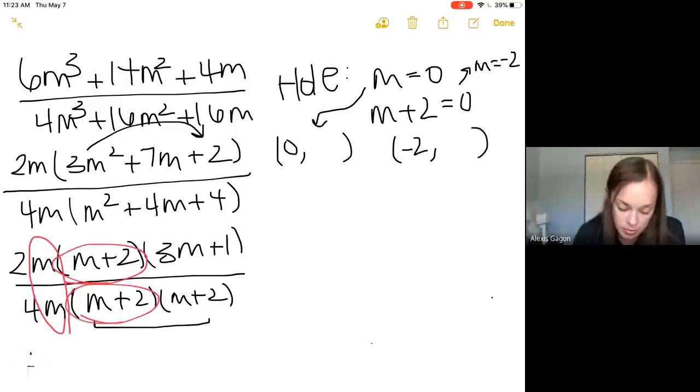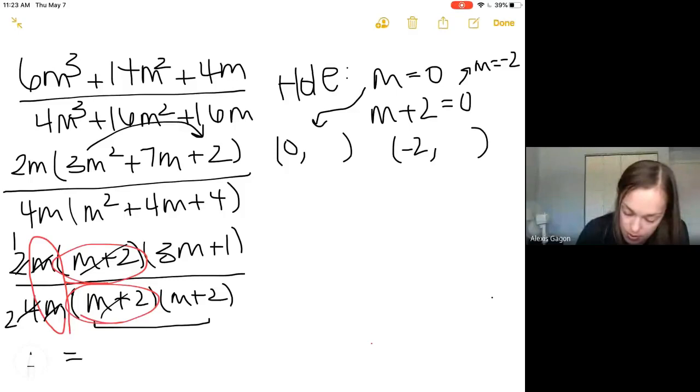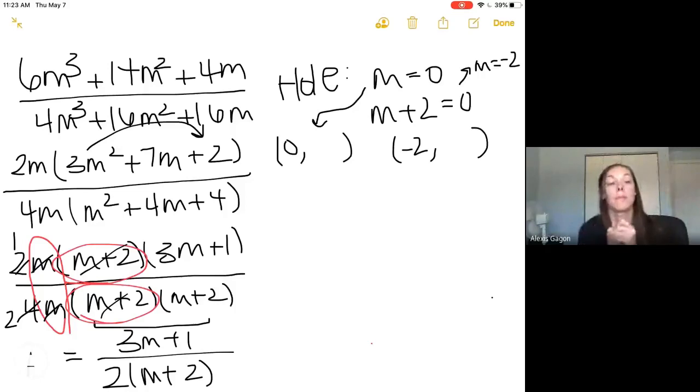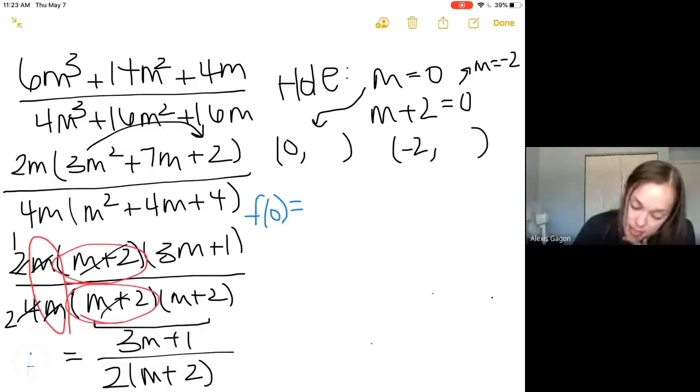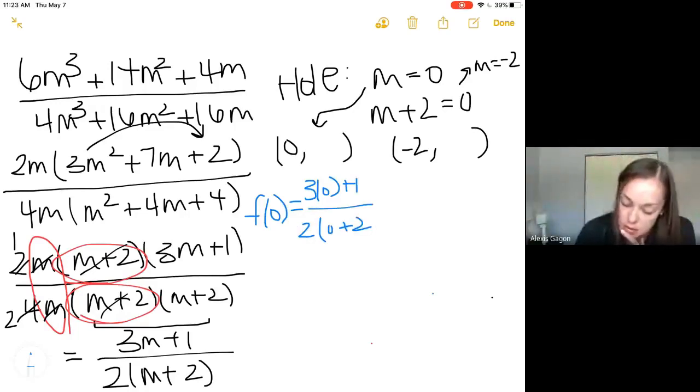Now, let's go back and simplify this. So these cancel. These simplify. That will become a 1. That's a 2. So I'm left with (3m plus 1) over 2 times (m plus 2). So first, let's plug the 0 in. If I plug 0 in, so f of 0, I end up with 3 times 0 plus 1 over 2 times (0 plus 2). That 0 plus 1 is 1. 2 times 2 is 4. So you get 1/4 there. So we have a hole at (0, 1/4).